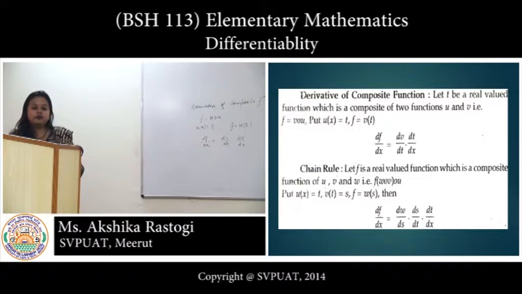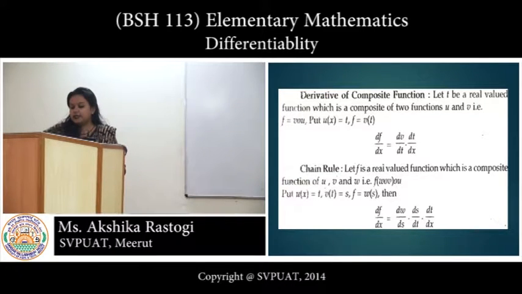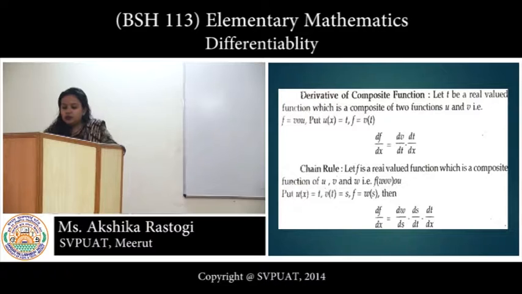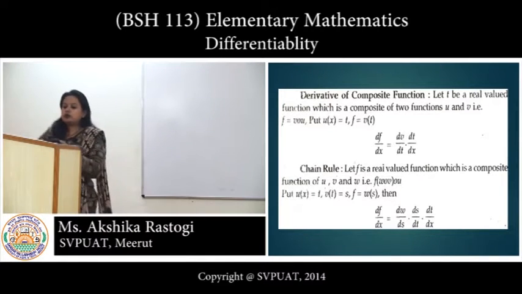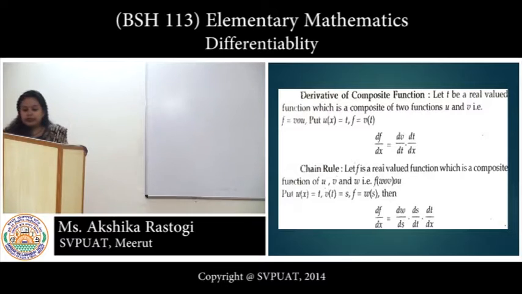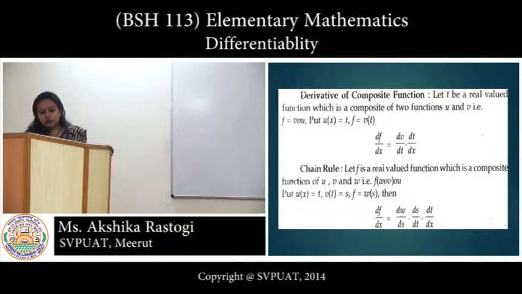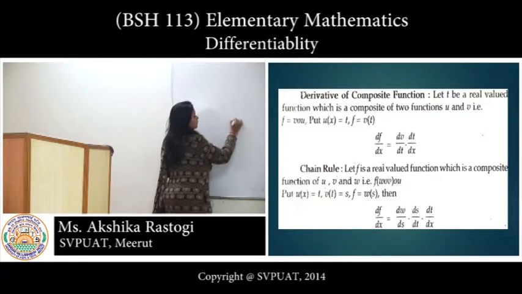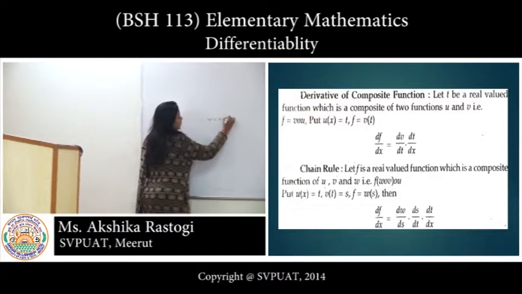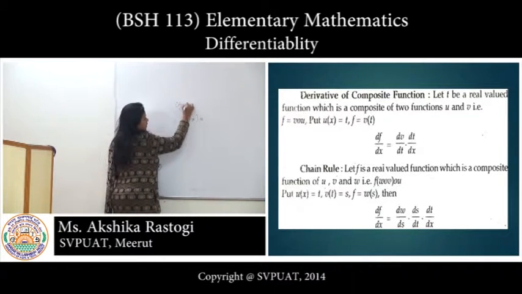We'll apply it wherever we find that there is a composite function. Composite function means that we have a function in the argument of another function. That is the derivative of a composite function. Now we move toward an important rule that we apply for solving various numericals. That is called the chain rule. Let f be a real valued function which is a composite function of u, v and w. This is the chain rule.